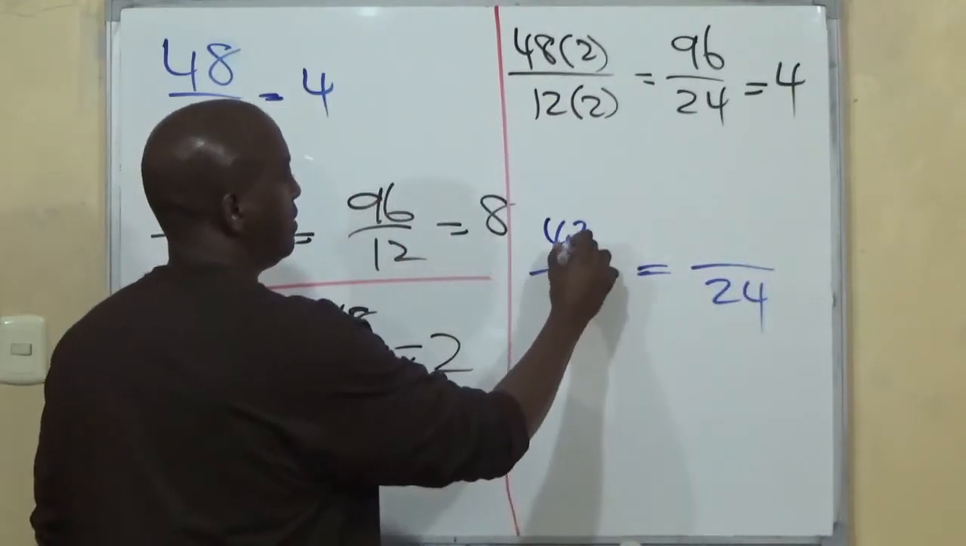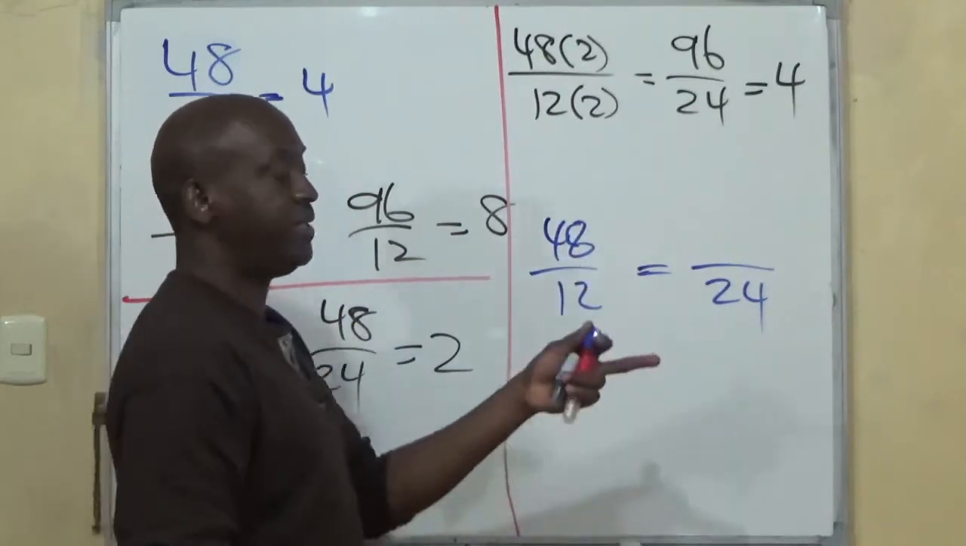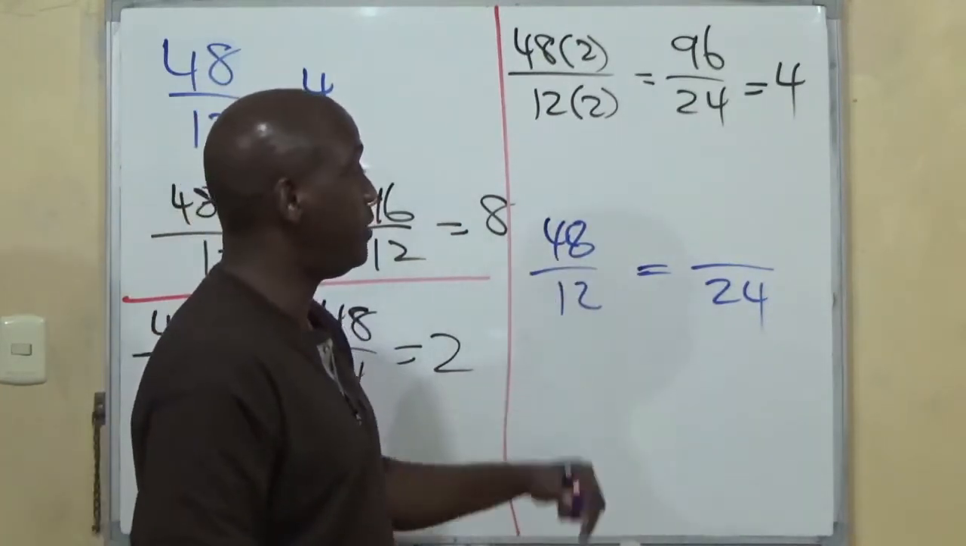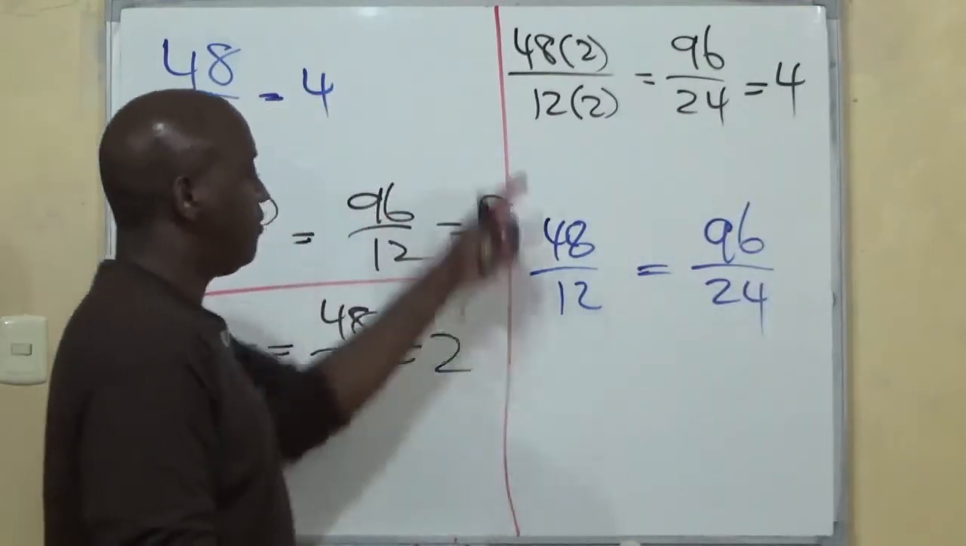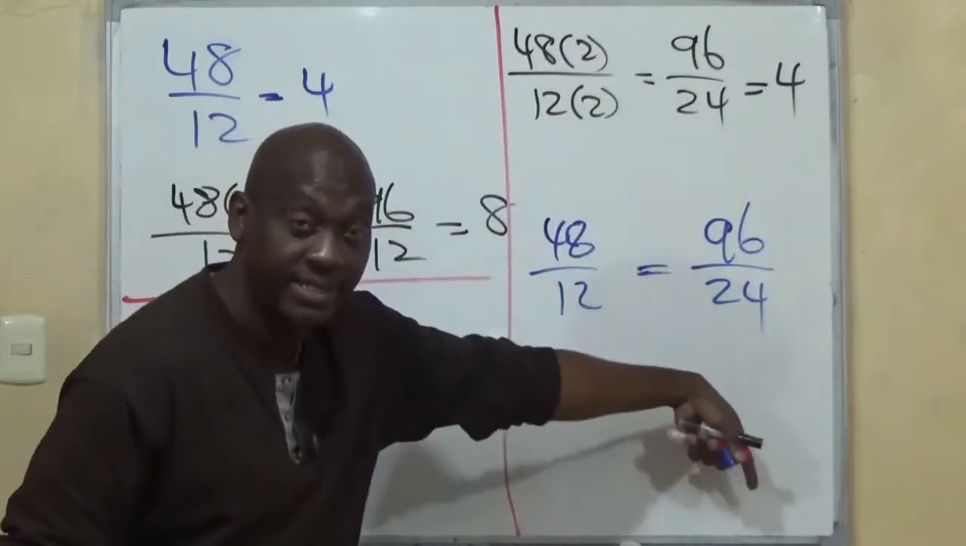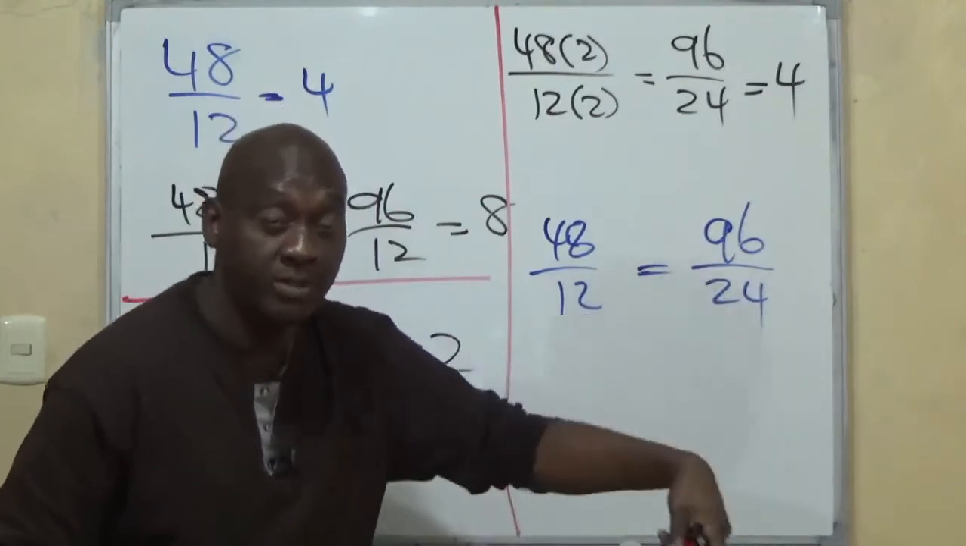For whatever reason, right? 12 by 2 is 24. So all you do is multiply the numerator by 2 as well. You get 96 over 24. 48 over 12 is the same thing as 96 over 24. Both of them are equal to 4.